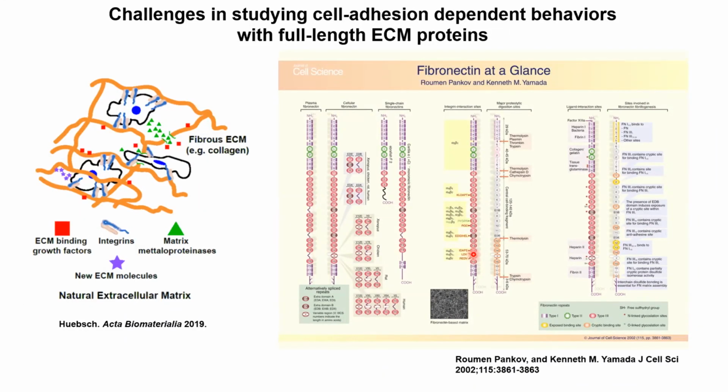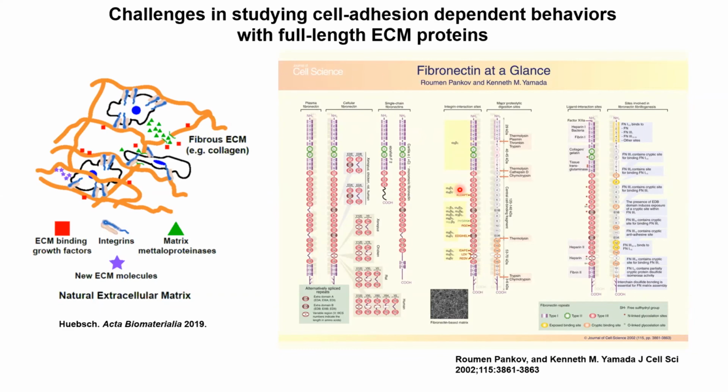Another challenge that comes, even if we are using these non-fouling materials, is that extracellular matrix molecules are complex. Extracellular matrix molecules interact with other ECM molecules, they interact with growth factors, and they interact with proteins that cells make, called matrix metalloproteinases, that can actually chew up this ECM. This is just a map of fibronectin. Fibronectin has many active peptide domains, and these are highlighted here.